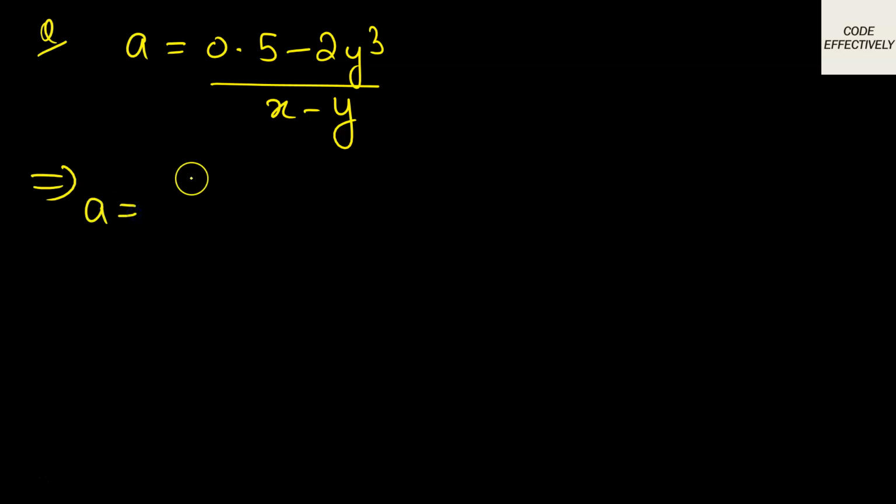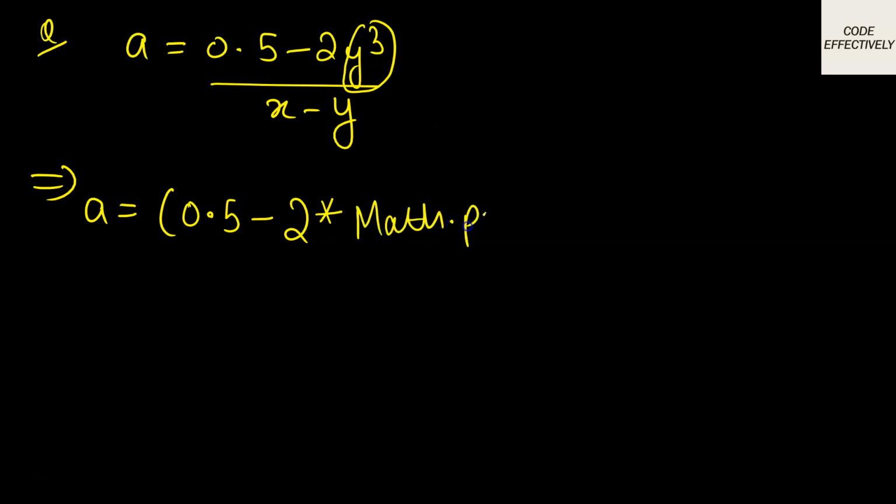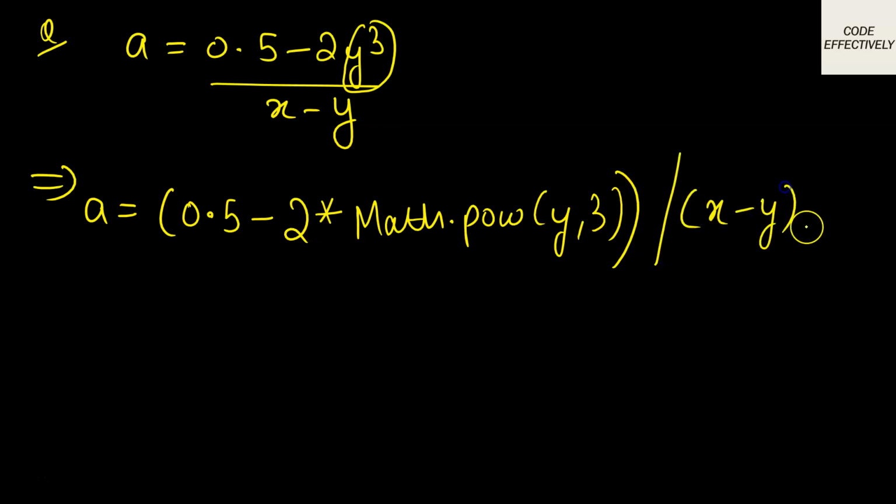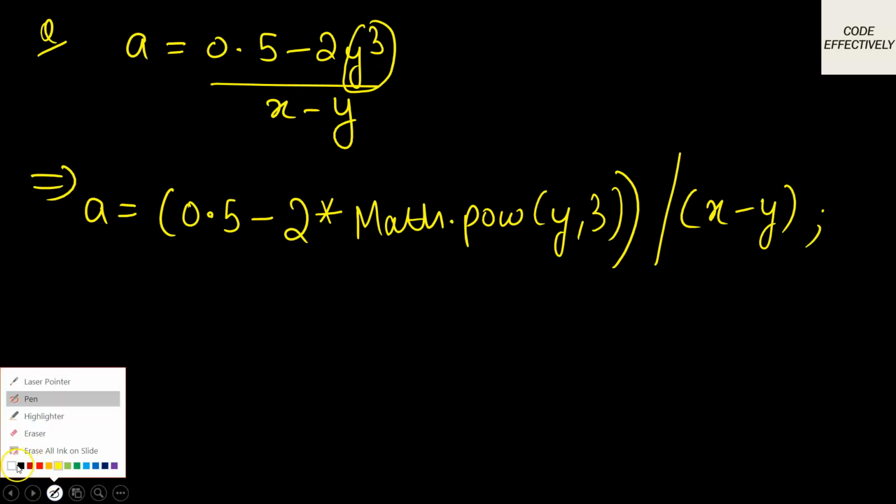It will be a, and I will first write this part. That would be 0.5 minus 2, and this would be multiplied by, and since y cube is a mathematical function, we will take Math.pow(y, 3). This indicates that this is y cube. Okay, and I will close my bracket here. After this, I will make another bracket and put x minus y. That's my computer statement.